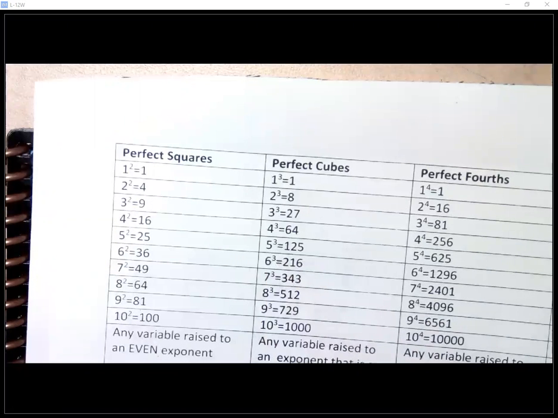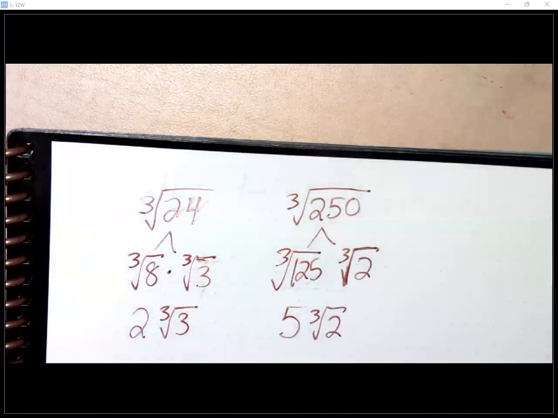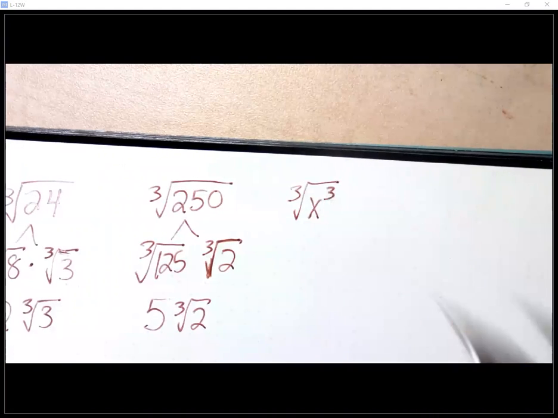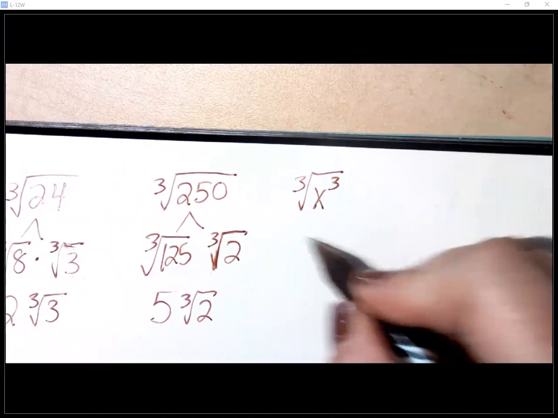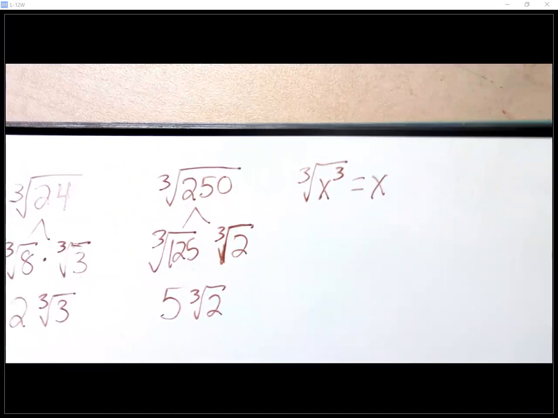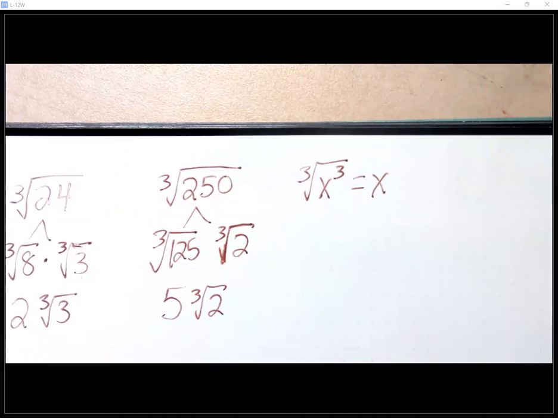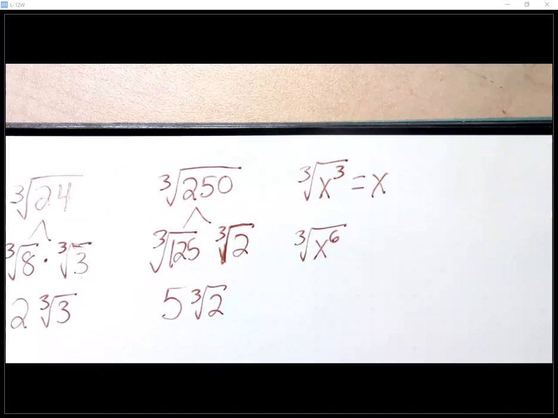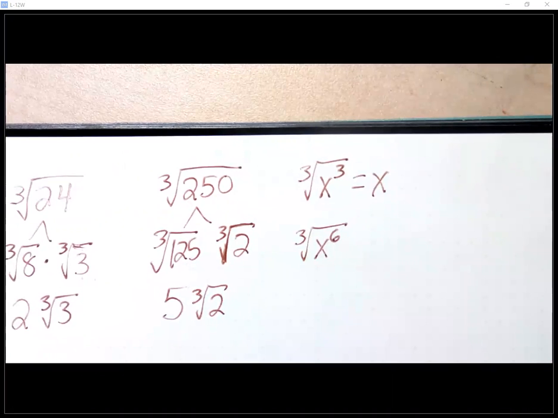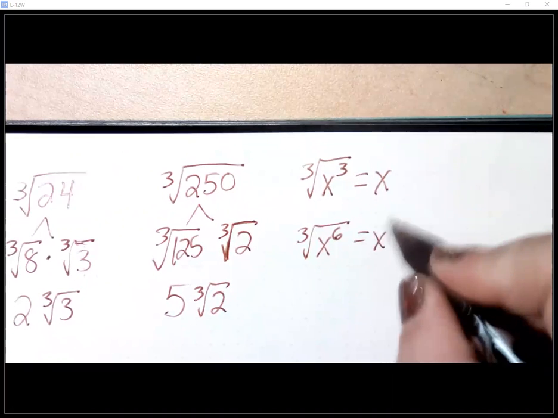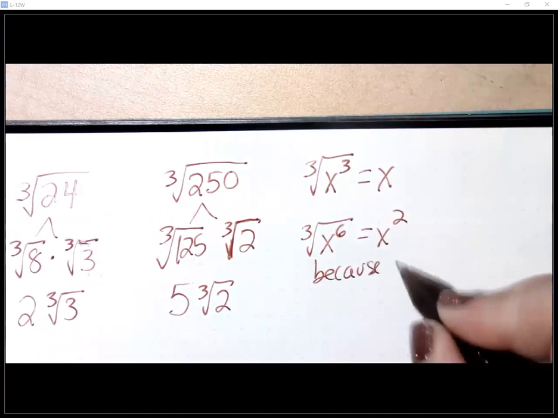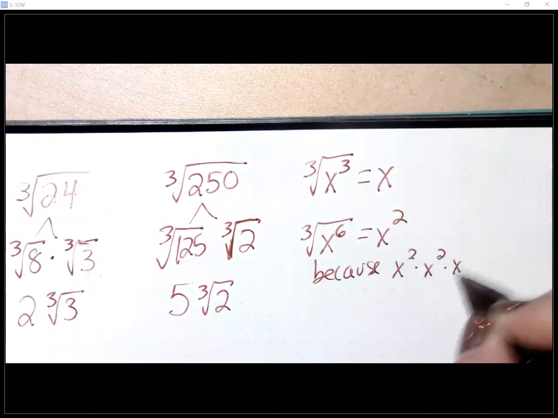All right. Let's sprinkle in a variable. We'll start off easy. What's the cube root of x to the 3rd? Just x, right? Because x times x times x gets me x to the 3rd. All right. Then what's the cube root of x to the 6th? X squared. Because x squared times x squared times x squared really gets me x to the 6th.